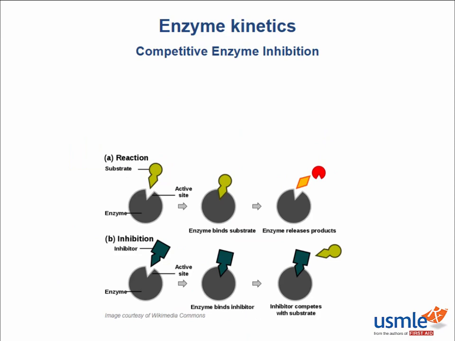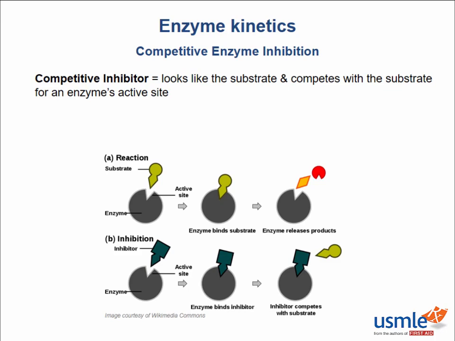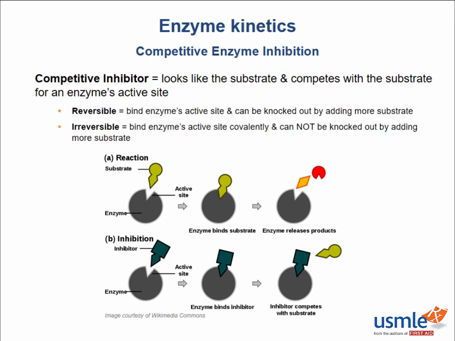Okay, so now that we know how to interpret these two graphs, let's move on to see how step 1 will use these graphs to test you. Do you remember what is a competitive enzyme inhibitor? A competitive inhibitor looks like the substrate and therefore competes with the substrate for the enzyme's active site. Competitive inhibitors can be reversible or irreversible. Reversible inhibitors bind the enzyme's active site but can be easily knocked out by adding more substrate. But irreversible inhibitors bind the enzyme's active site covalently or tightly and cannot be knocked out by adding more substrate.